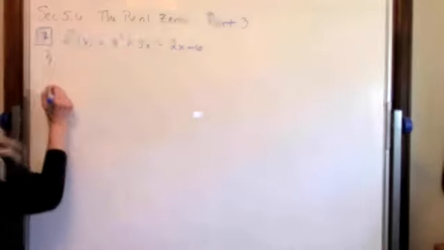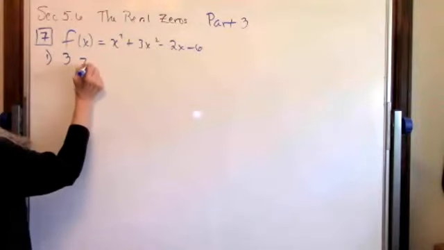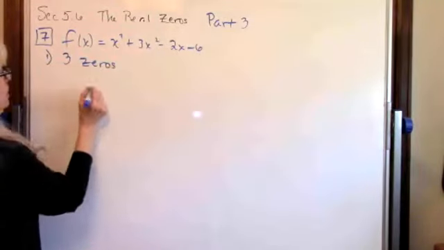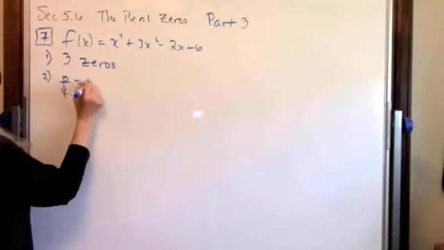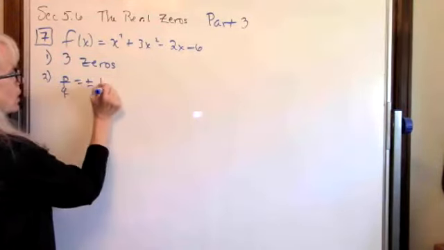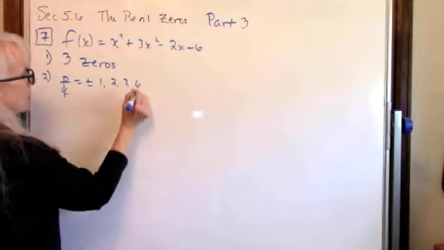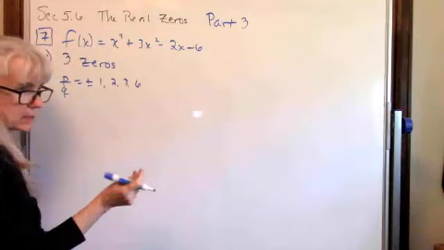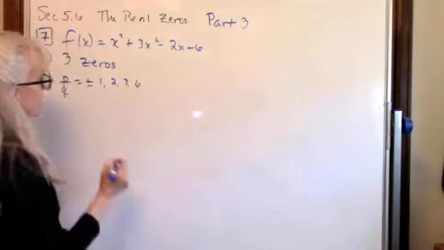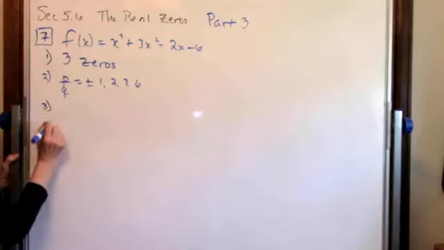The very first step is how many real zeros it has. So we know at most it will have 3 real zeros. Step 2 is our P over Q list. So plus or minus factors of 6 are 1, 2, 3, and 6. Factors of Q are 1. So I'm not even going to bother to list it because it doesn't change the actual list itself. Step 3 is to go ahead and graph it.